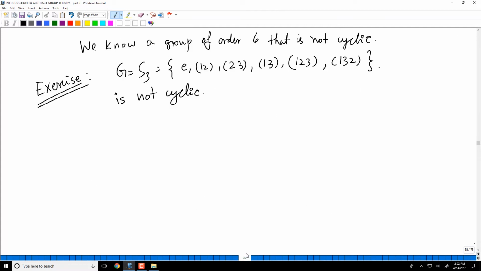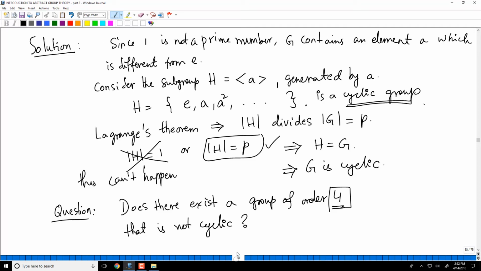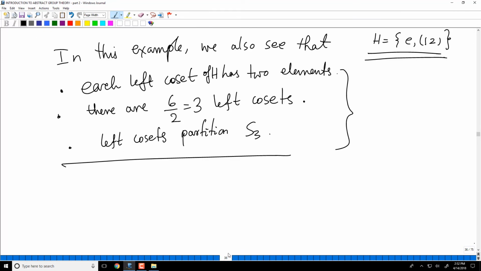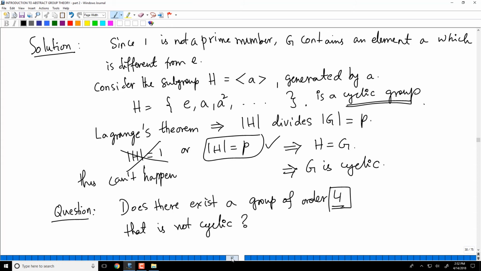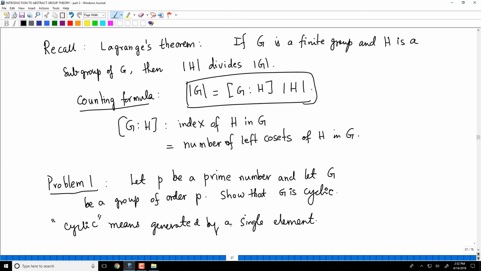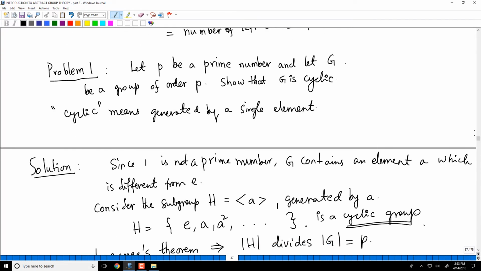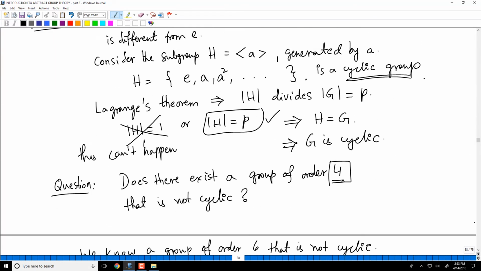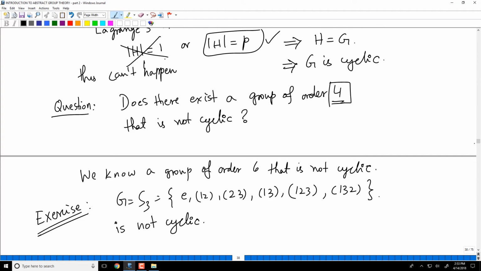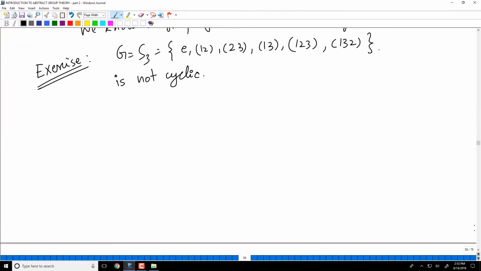Okay, so anyway, this is a digression. The problem was to show that any group of order equal to a prime number is cyclic, and we have used it. The solution becomes immediate once you use Lagrange's theorem. So Lagrange's theorem is very powerful. The point of the problem is to illustrate that.